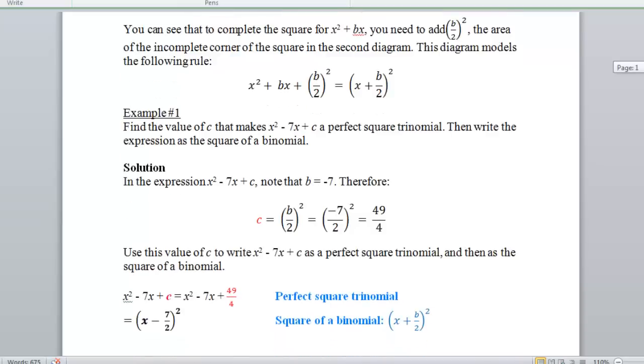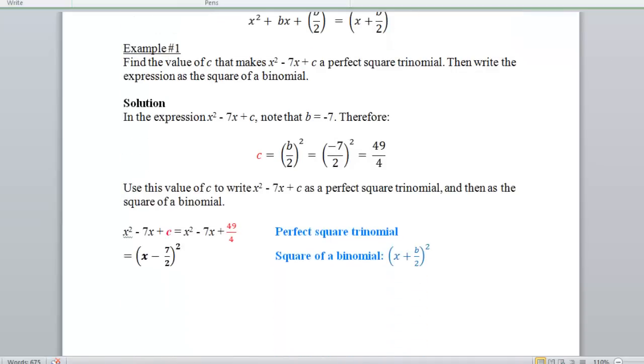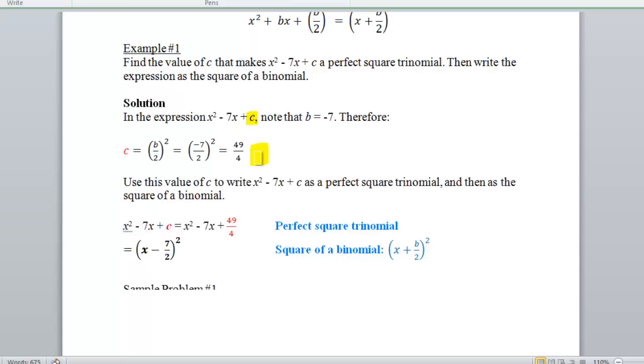So let's take a look at an example problem. You can see here we were given x squared minus 7x plus c, and we were trying to find that c. And of course, we just gave you a formula for that, and you could just plug it in. Now, it's very important for what we're going to be doing later that you write this as a binomial squared. So you would say x minus 7 over 2, squared.